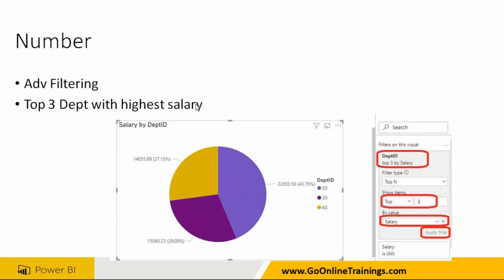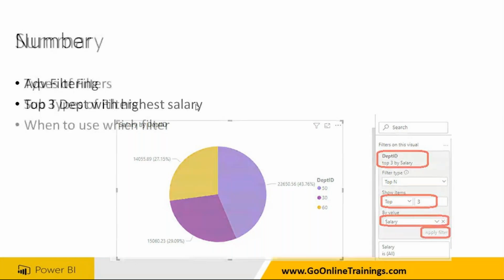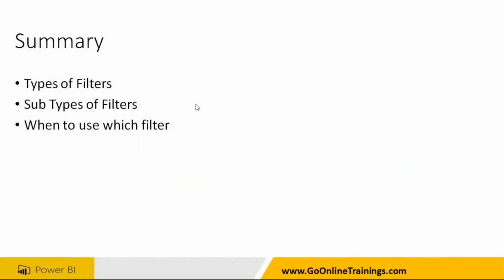So these are simple filters that you can apply. What is it that we had discussed? Types of filters: the visual level filter, page level filter, report level filter, and subtypes meaning basic filtering, advanced filtering, top N and relative date filtering. So these are the things we had seen. And you should know when to use which filter. That is what is important.